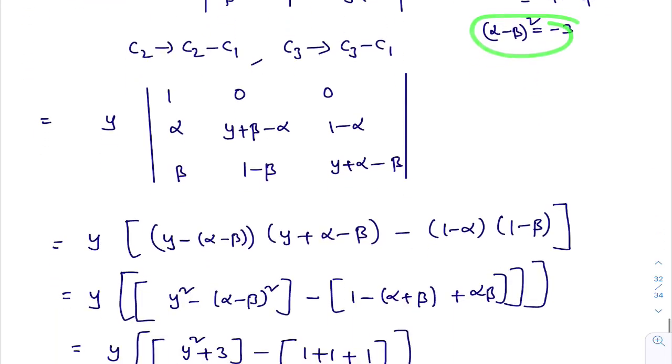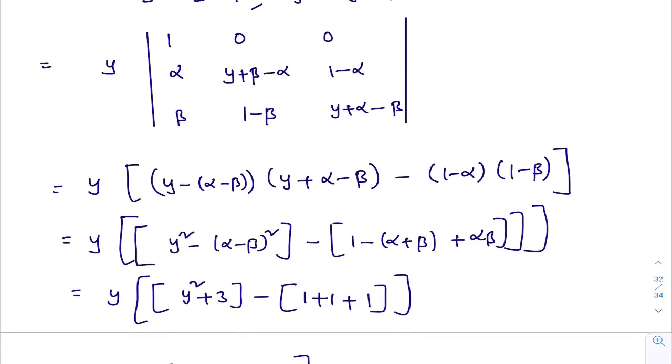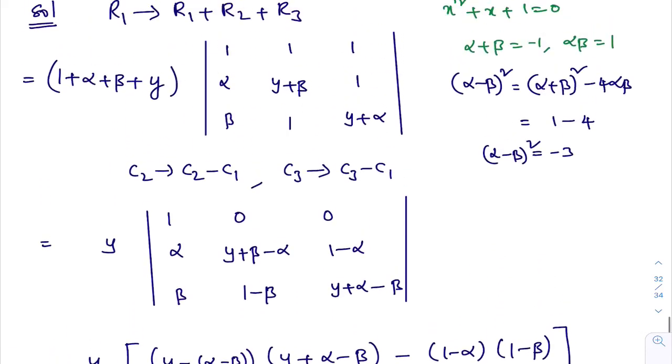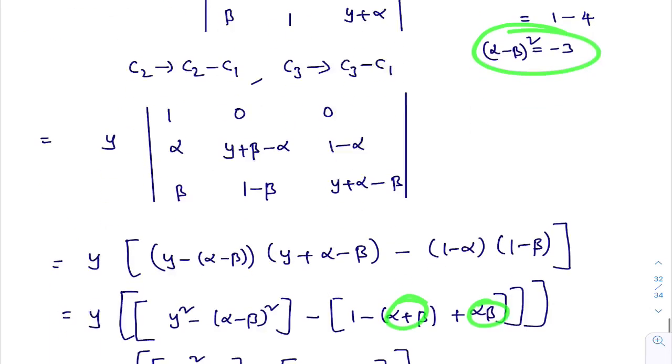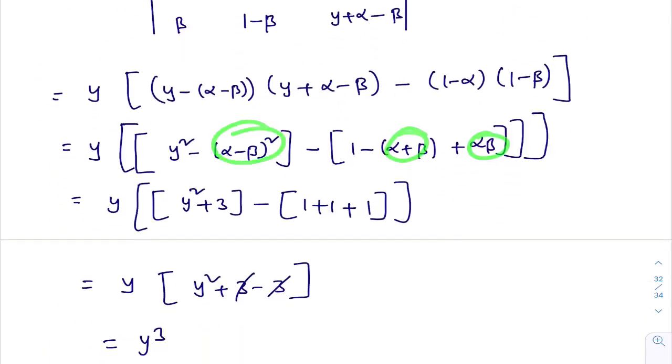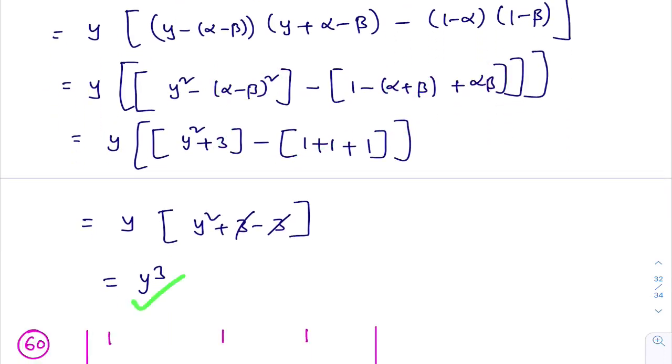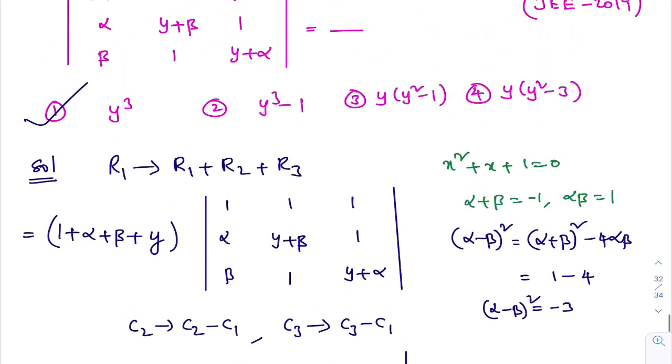So while expanding this determinant, this is simple simplification only. I just expanded this determinant. In the process, I got alpha minus beta whole square, alpha plus beta, alpha beta. I substituted alpha plus beta is minus 1, alpha beta is 1, alpha minus beta whole square is minus 3 in this. Then you see here this plus 3, this minus 3 will get cancelled. What you got? You got y into y square, that is y cube I got. See here in the first option y cube is there. I hope you are understanding.